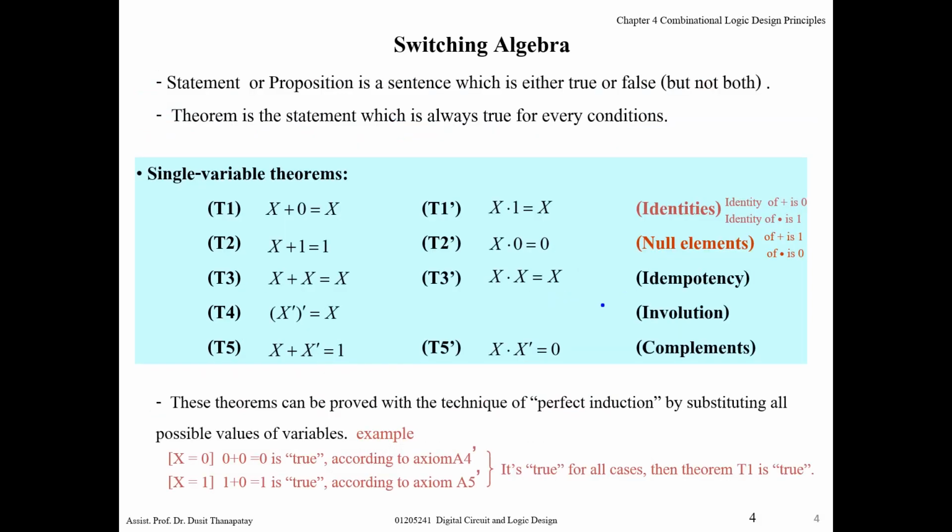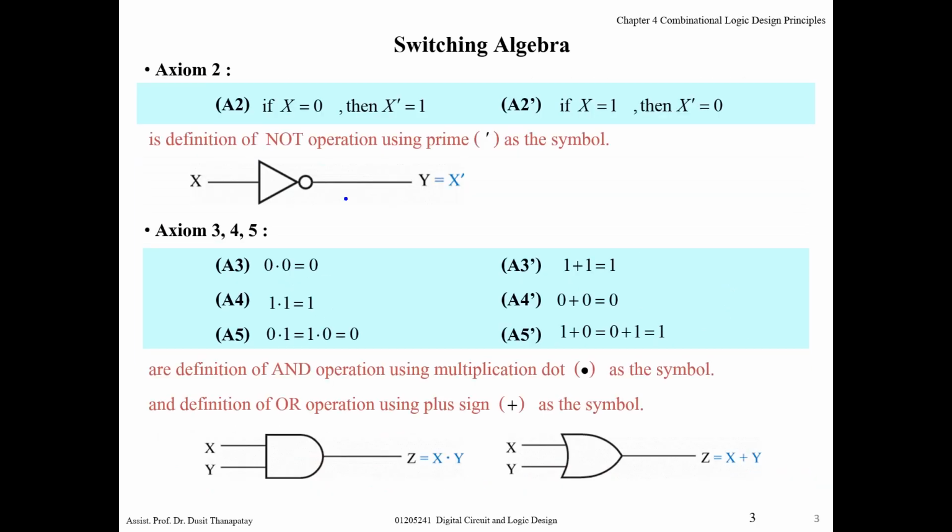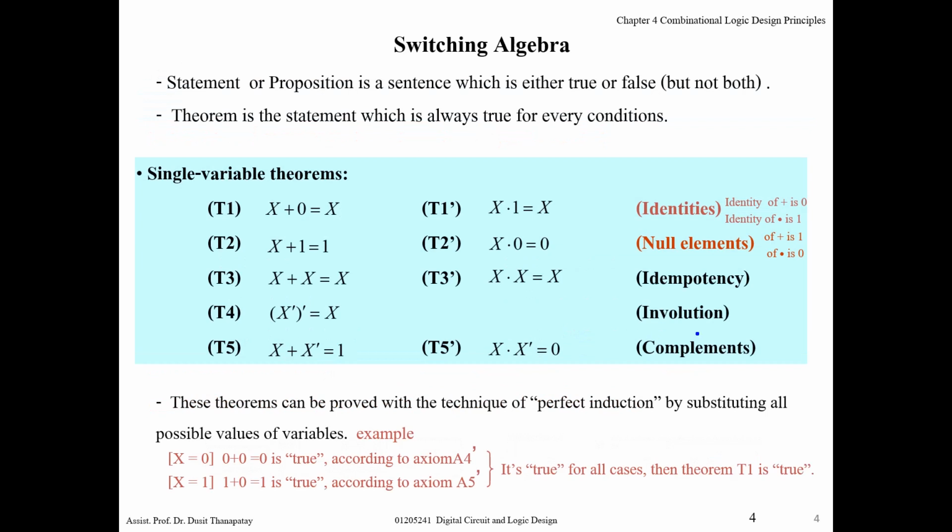And if I substitute x with 1, then this statement becomes 1 plus 0 equals 1. Okay, this statement is also true because of this axiom, right? 1 plus 0 is 1. So this statement is always true for every possible condition, namely when x is 0 and when x is 1. So you can prove this by perfect induction. Another theorem you can also prove.